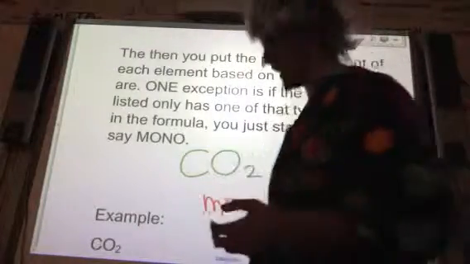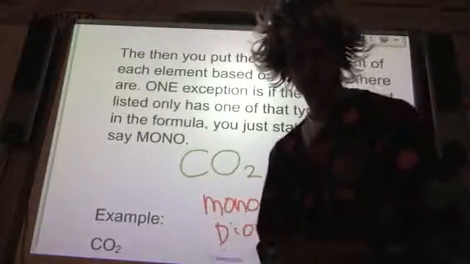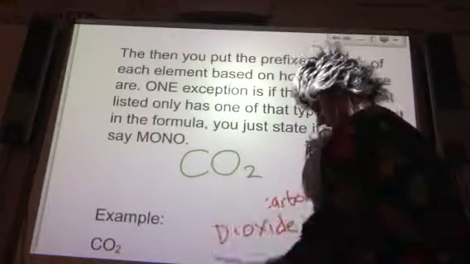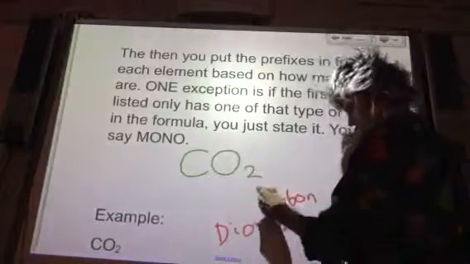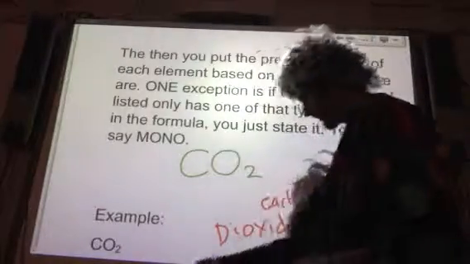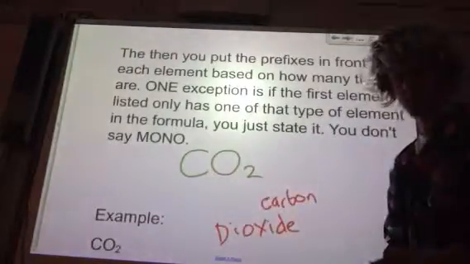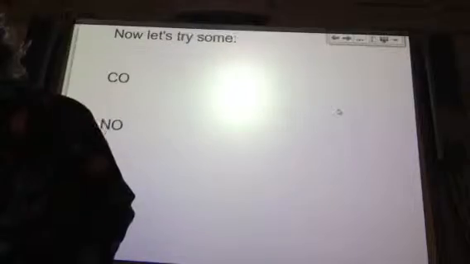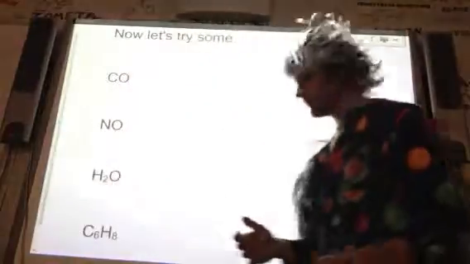You got it? All right. It's redundant, basically is what I'm saying. So what they do is just make it simple and say, I'm going to cut off the mono, and I'm going to say, this is carbon dioxide. No, they only do that on certain occasions.